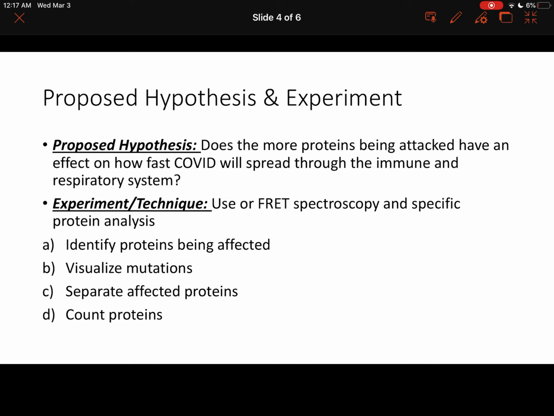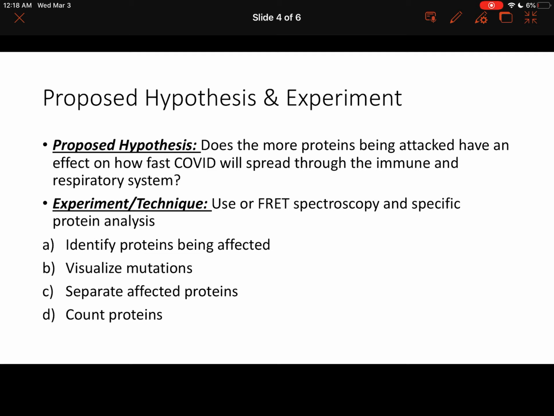So now moving on to the question that was asked for this presentation: if I were a scientist working on ACE2 or spike protein of SARS-CoV-2, what questions would I ask and why? I would definitely ask, what specific protein is being attacked? Has that protein been identified? Have the mutations been looked at? And how many proteins are being affected? Is it a lot? Is it a little bit? And just go off of those questions.